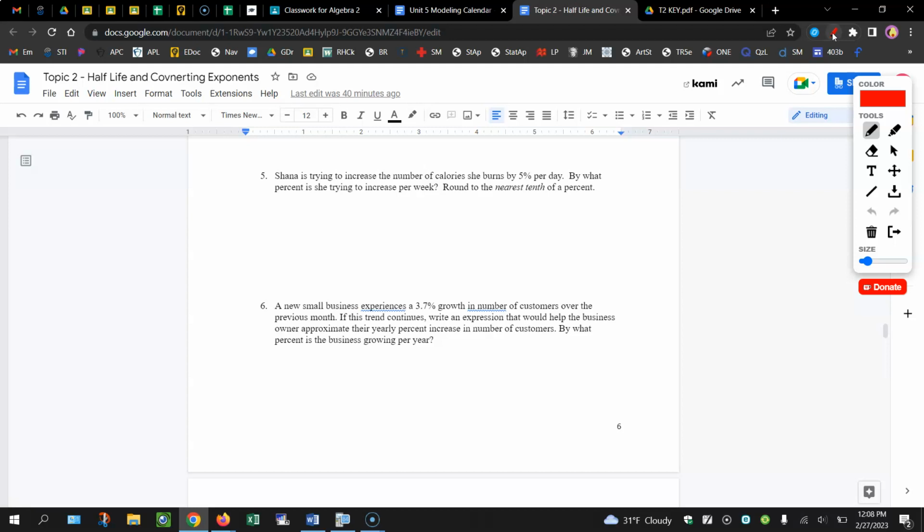So number 5 on page 6, we have Shayna is trying to increase the number of calories she burns by 5% per day. By what percent is she trying to increase per week?